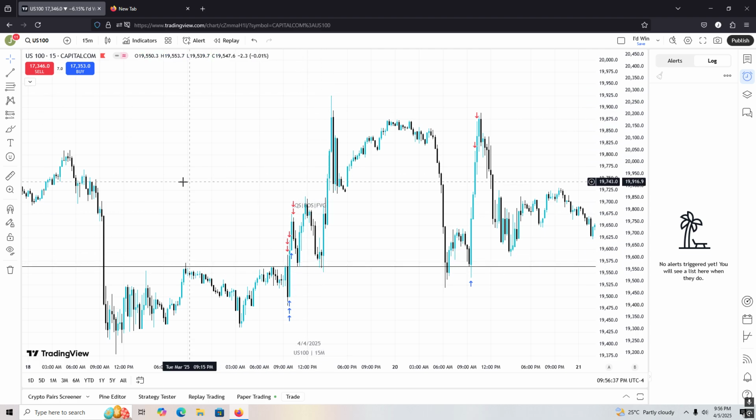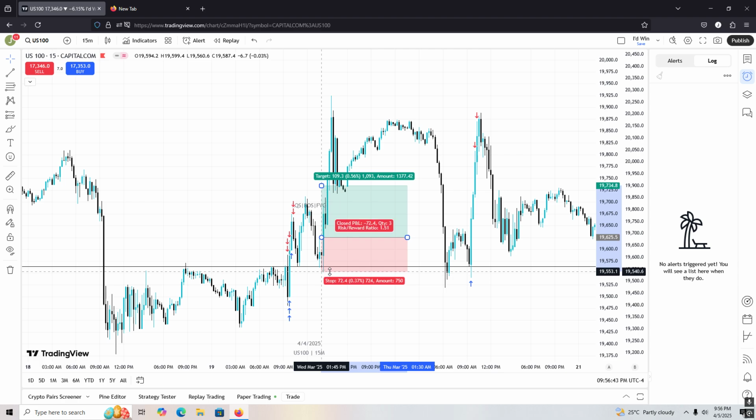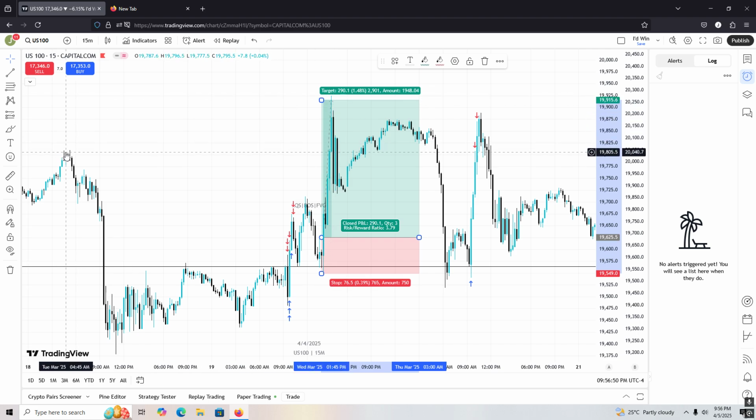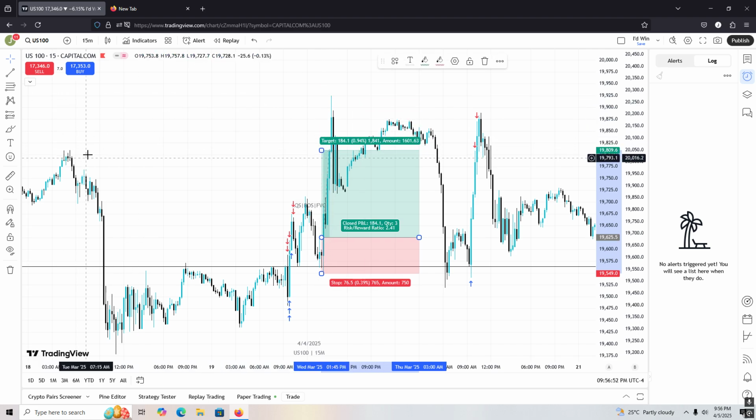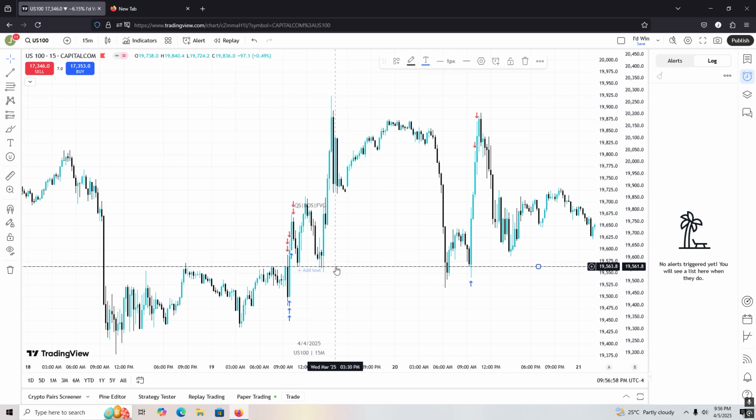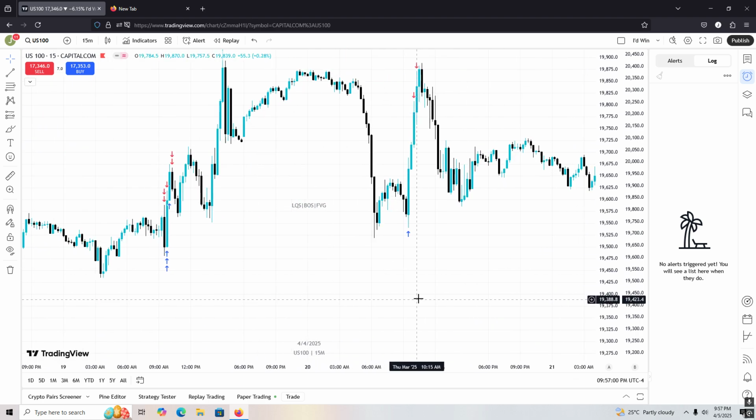And you see if you target, whatever, see if you stop over here, target these highs, you would end up winning. If you target these highs over here, you would end up winning. But that's a 15 minute. I'm just showing the examples of liquidity sweep in this video basically.